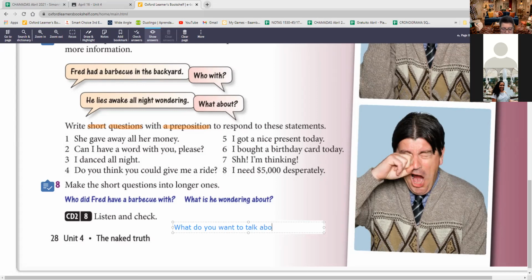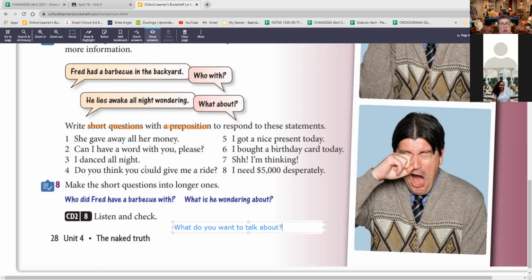Let's put it this way, because "have a word" is an expression that we mainly use in yes/no questions. We don't use that with information questions, with WH questions. It's more common with yes/no questions, like, can I have a word with you, please? So what do you want to talk about? This is more common. Okay.